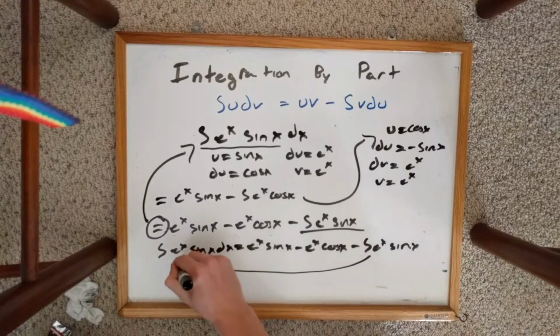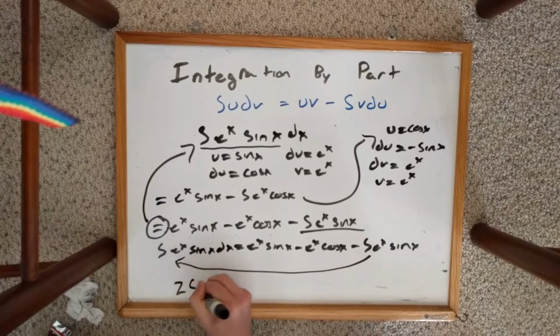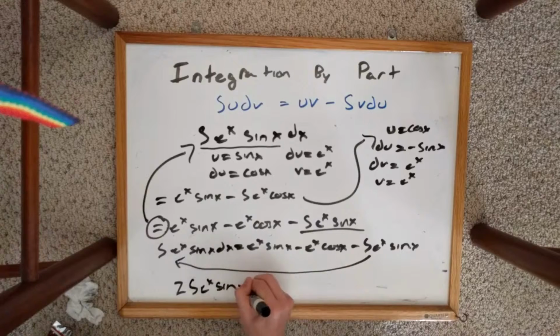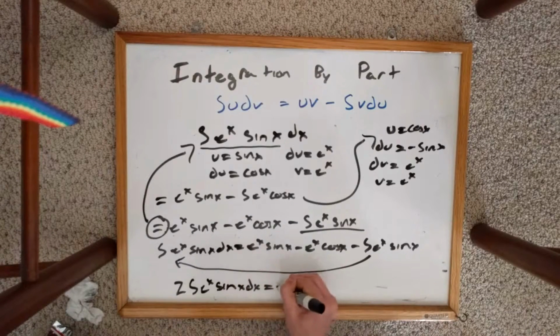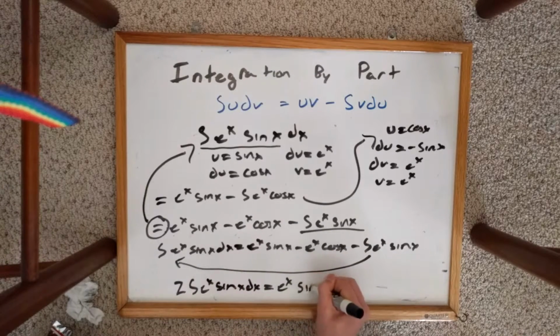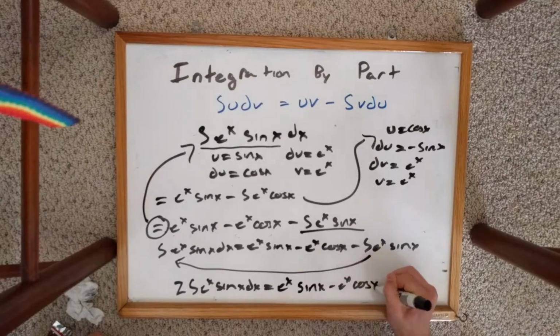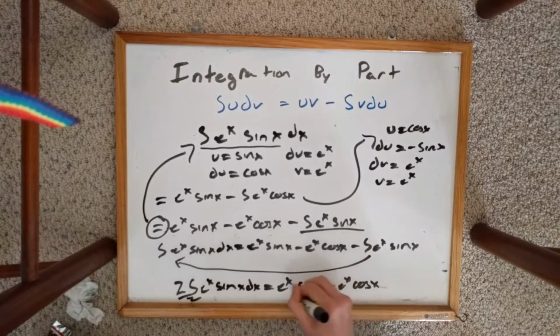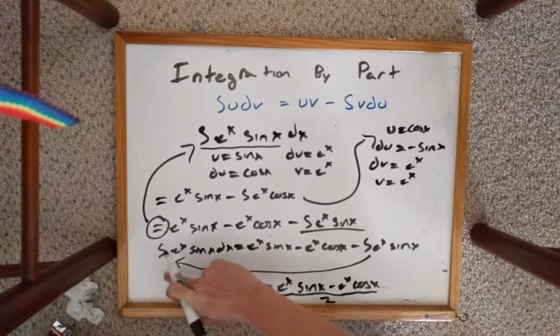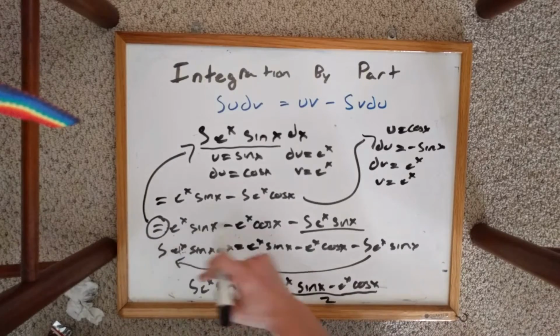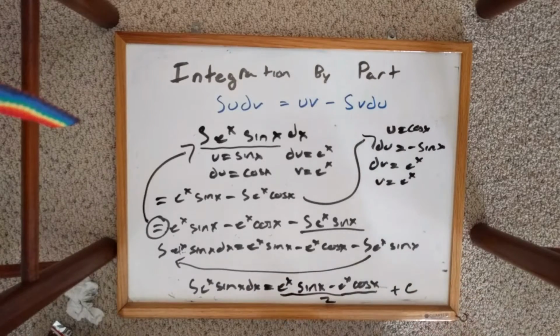Add this to this side, you'll get 2 times the integral of e to the x sine x dx equal to e to the x sine x minus e to the x cosine x. Divide both sides by 2, and you get your final answer. Let me just erase this side. Plus that all-important c.